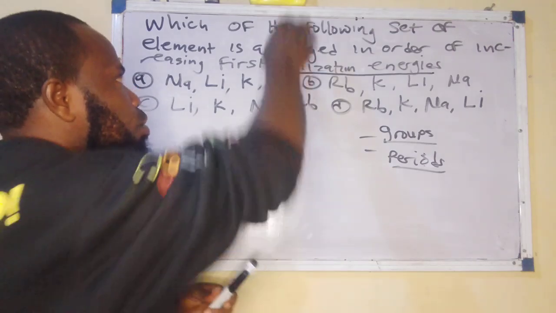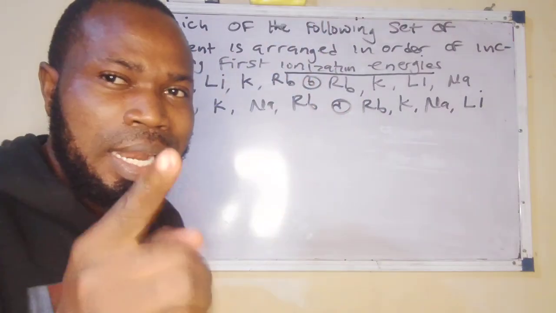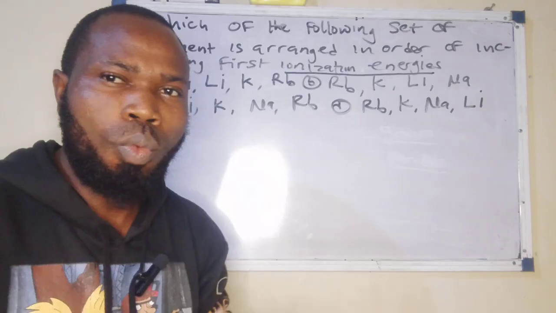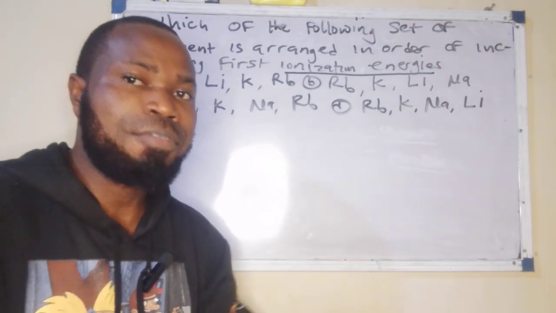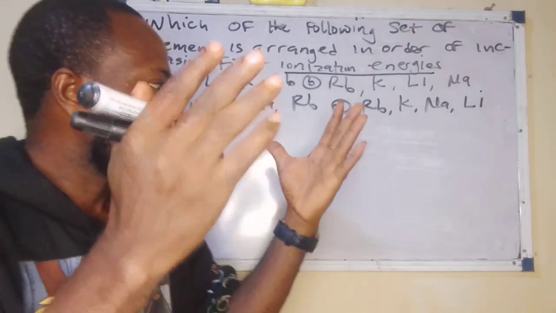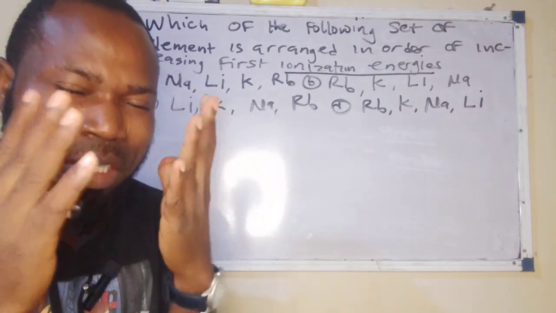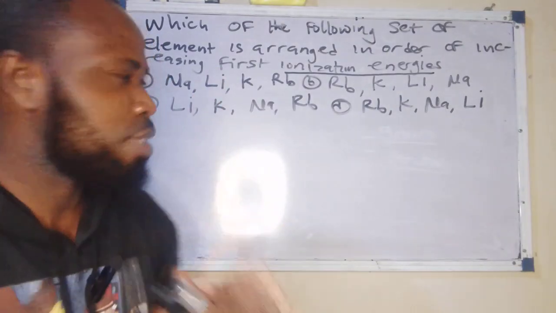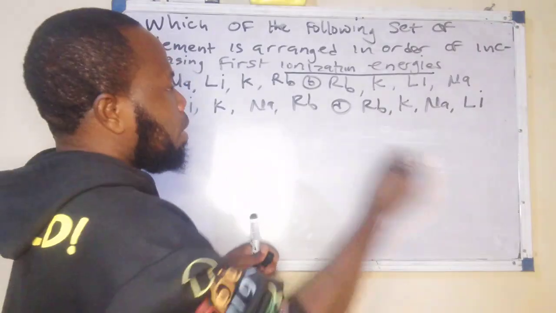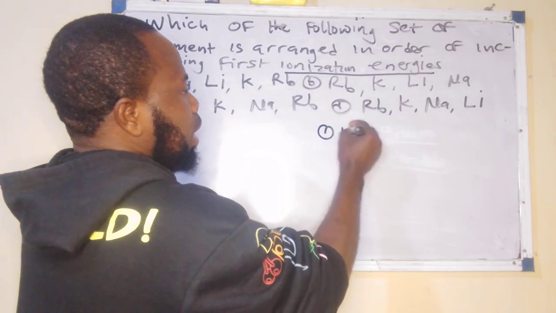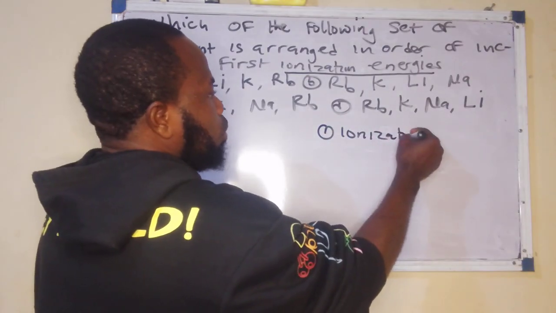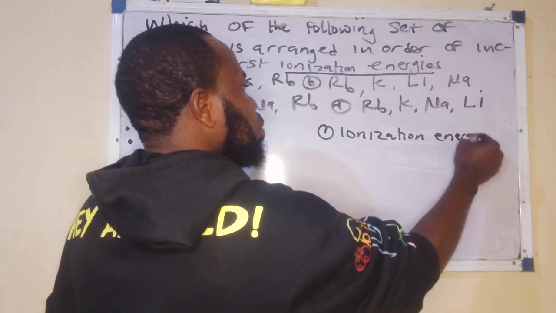Like I rightfully said just now, there are some physical properties that tend to affect elements in the periodic table. What are these physical properties and how do they affect elements in the periodic table? I'm going to list them out. Of course, ionization energy is one of those properties. Let me list them very quickly. Number one is ionization energy.